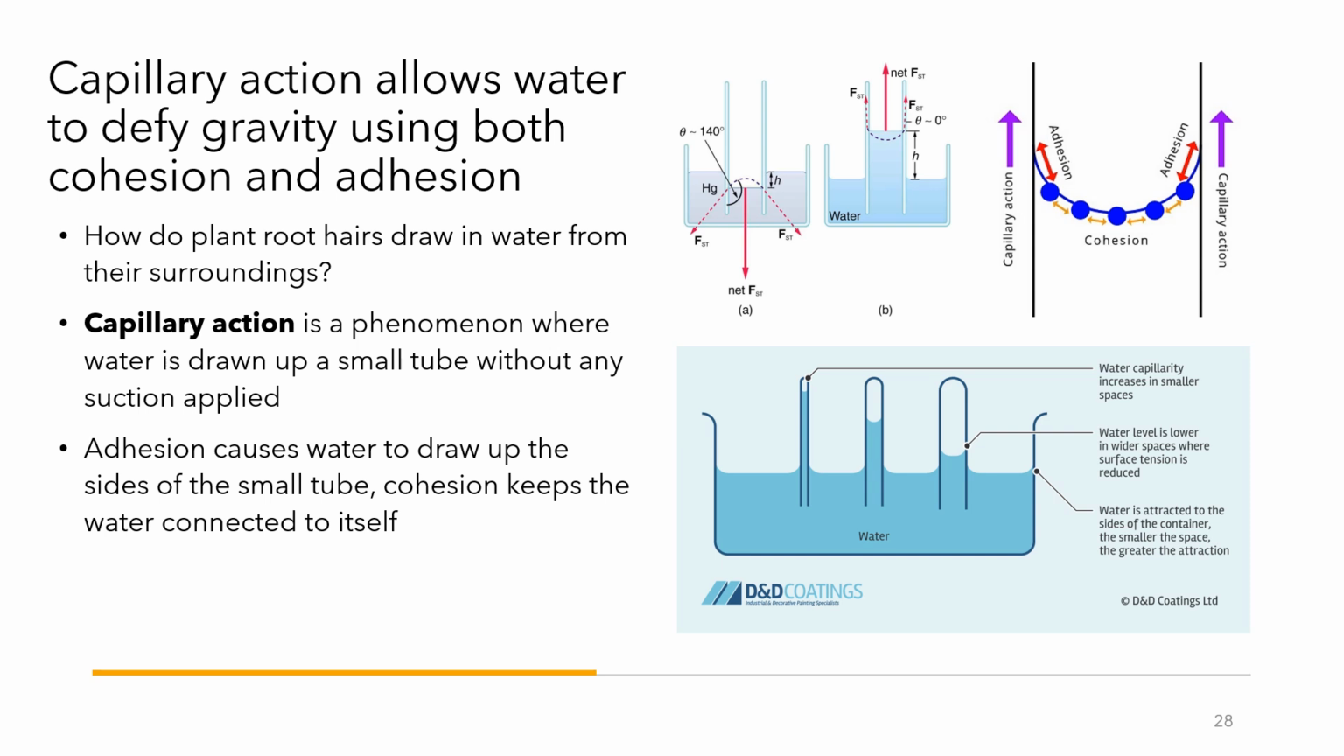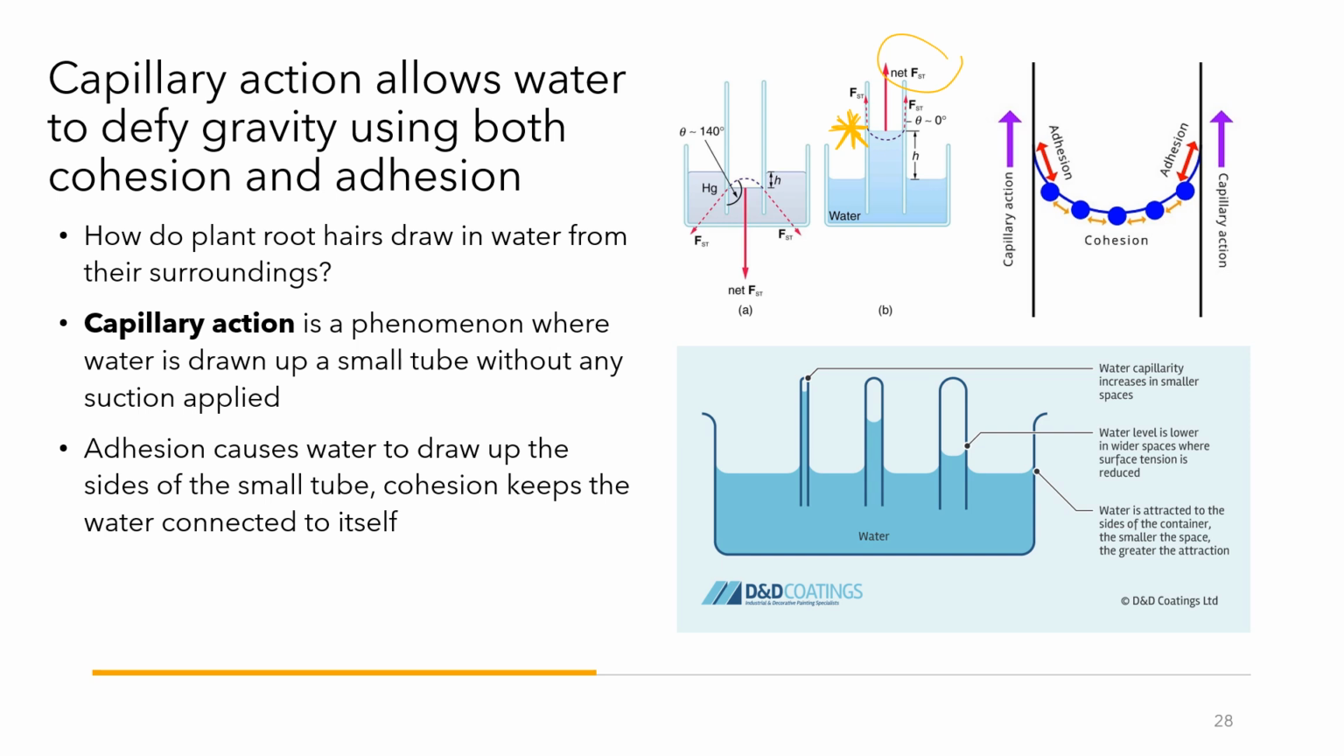Now, eventually, there is going to be a maximum of how high the water can get given the diameter of the tube, because at some point, the force of gravity is not going to be able to overcome that upward force being created by the hydrogen bonding, cohesion, and adhesion forces. So eventually, it will stop at some point.